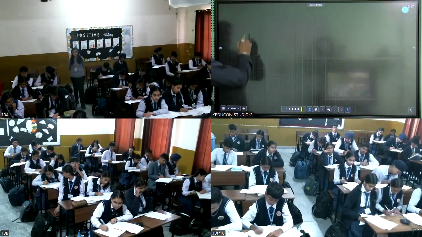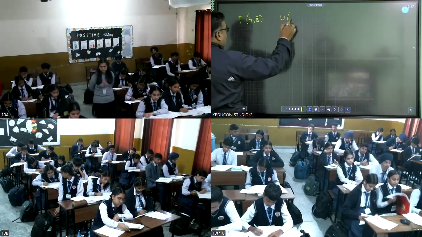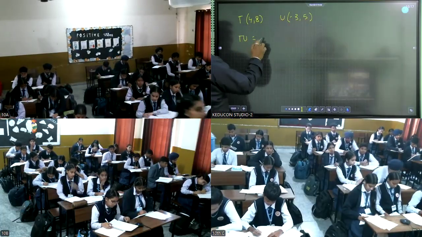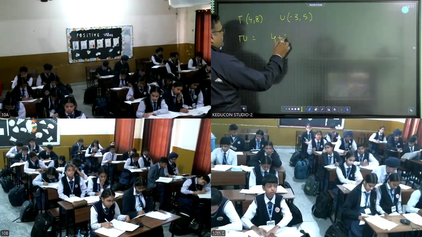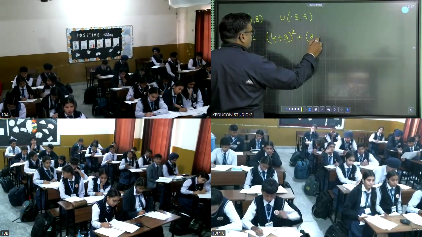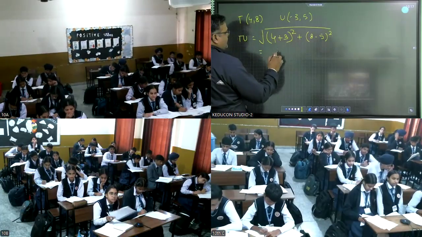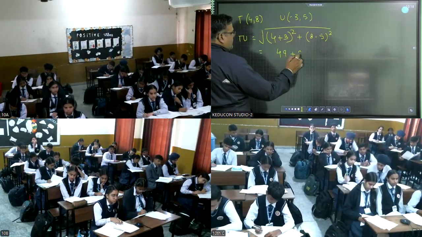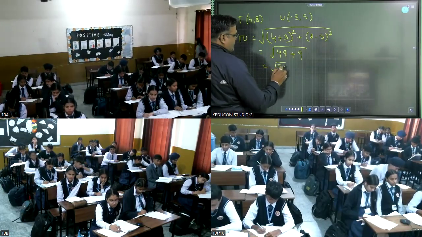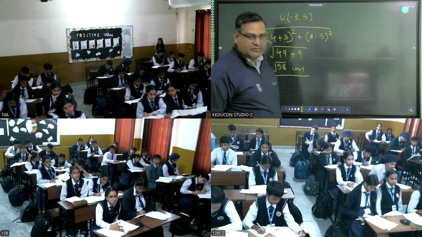T is 4, 8 and U is minus 3, 5. So distance will be 4 minus minus 3 plus 8 minus 5. That will be 7 square is 49 plus 9. Under root 58 units is the answer. Clear children?